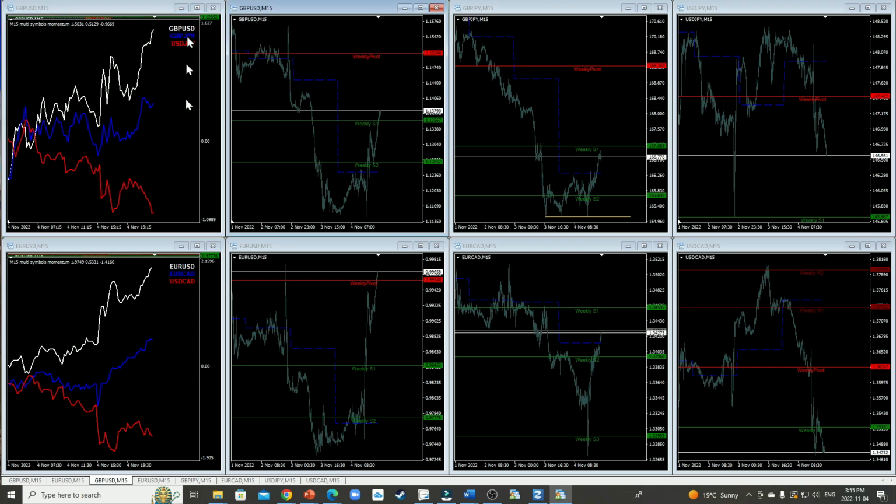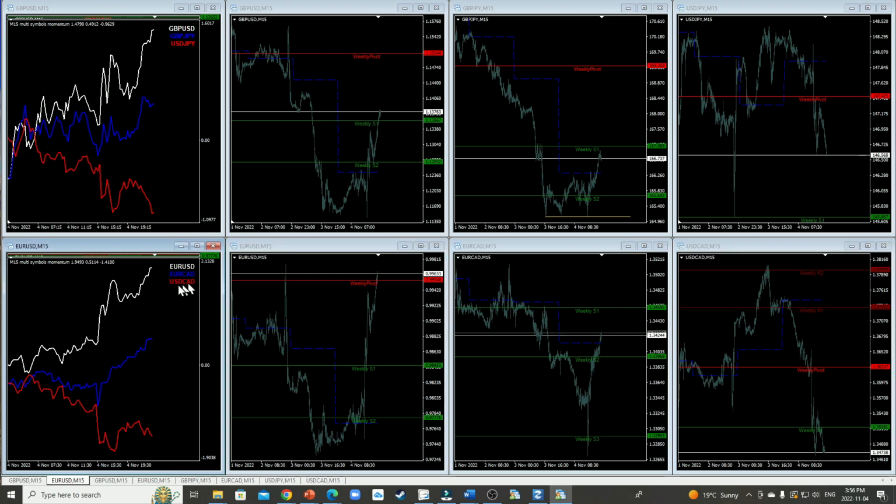In my setup, in white I have the first currency, in blue I have the second one, and in red I have the one at the extreme right. On each of these, I have put the symbols related to the triad. Right here, I have Euro USD, Euro CAD, and USD CAD. And here I have Pound US, Pound Yen, and US Yen. What this tells me, looking at my momentum, is that the Pound US is the strongest of the three, and the US Yen is the weakest.